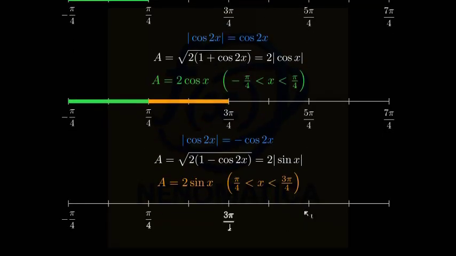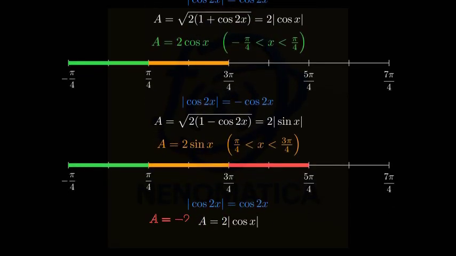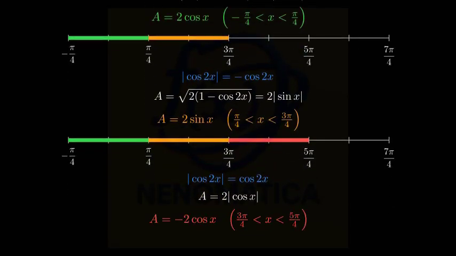Case 3: x between 3 pi over 4 and 5 pi over 4, cosine 2x is again non-negative. So a equals 2 times the absolute value of cosine x. But cosine x is negative on this entire interval, hence a equals negative 2 cosine x.